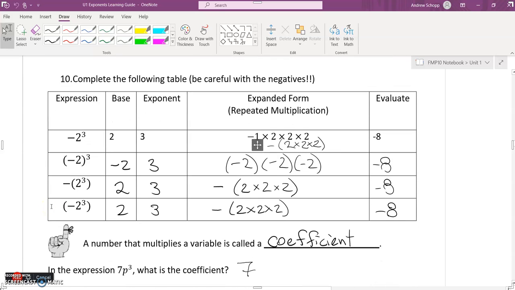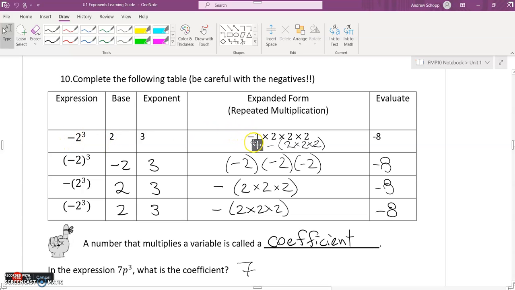On to question 10. This one's a little bit different. So if we look at the first expression here, we have a negative 2 to the power of 3, or the negative of 2 to the power of 3. So the power is really just 2 to the power of 3. So the base is 2, the exponent is 3, and there's still that negative in front.